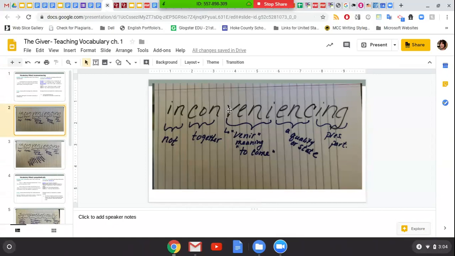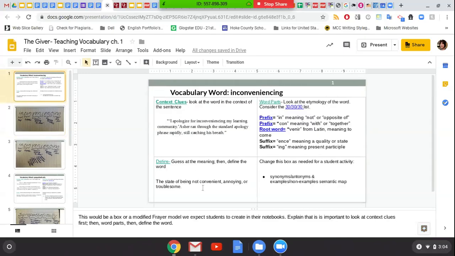And then I would ask students, okay, when I put it all together, what literally must the word mean? It must mean a quality or state of not coming together. And so I could see how that relates if somebody inconveniences you or something is inconveniencing. Maybe it's not coming along with you, not coming with your plans. It's just not coming together. Then we look up the actual definition of the word: the state of not being convenient, annoying, or troublesome.